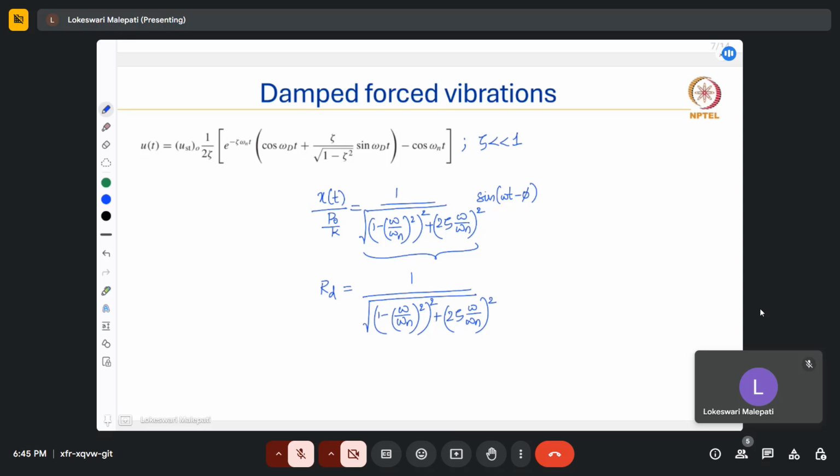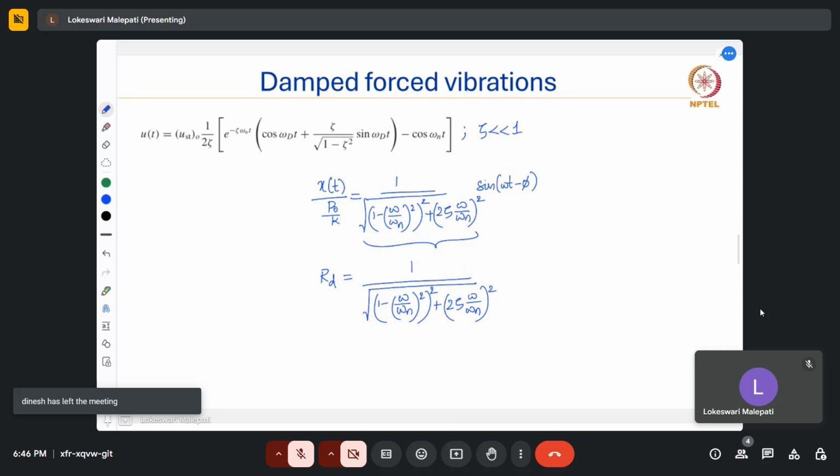Similar to this deformation response factor, we also have the velocity response factor and the acceleration response factor. So we have x of t equal to P naught by K, Rd, sine of omega t minus phi. By differentiating this, we will get the velocity.